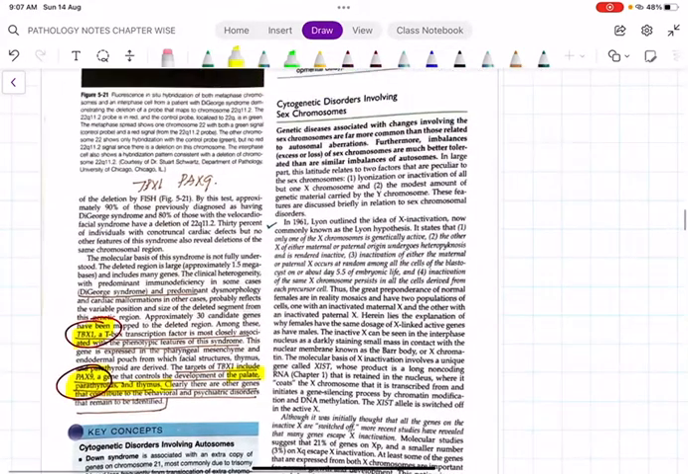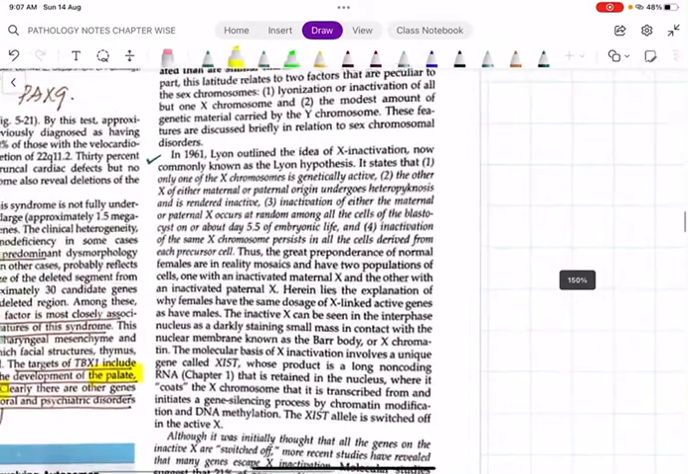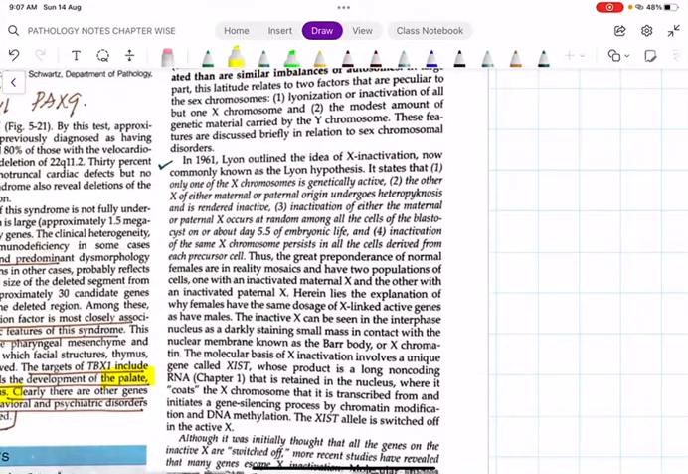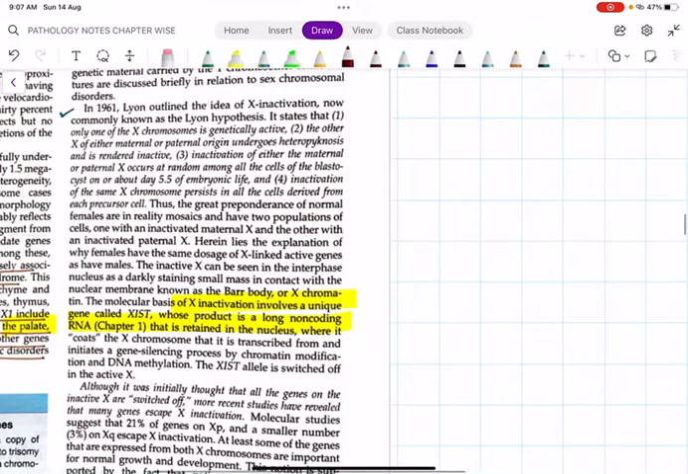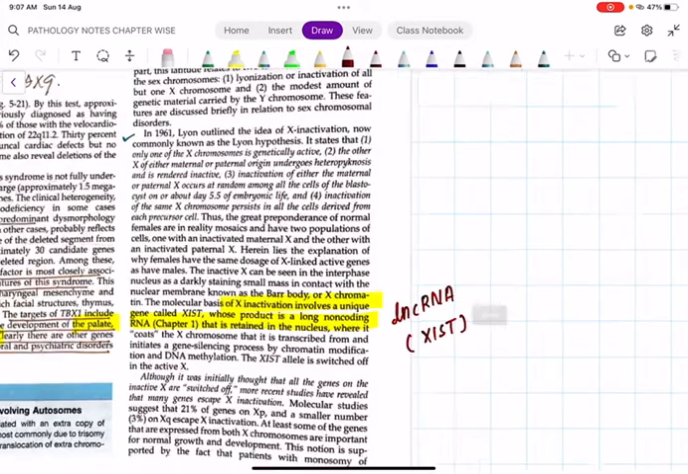Next is another important thing. What do you mean by Lyon's hypothesis? Simply, if two X chromosomes are there, one X chromosome will undergo inactivation, and the other X chromosome alone will remain active. The inactive X chromosome is what we call the Barr body. How will you calculate the number of Barr bodies? Number of Barr bodies is equal to the number of X chromosomes minus 1. Simple. And remember, the molecular basis of X chromosome inactivation includes a long non-coding RNA. I have already mentioned it several times in the first chapter, lncRNA. The name of this long non-coding RNA is the XIST gene.